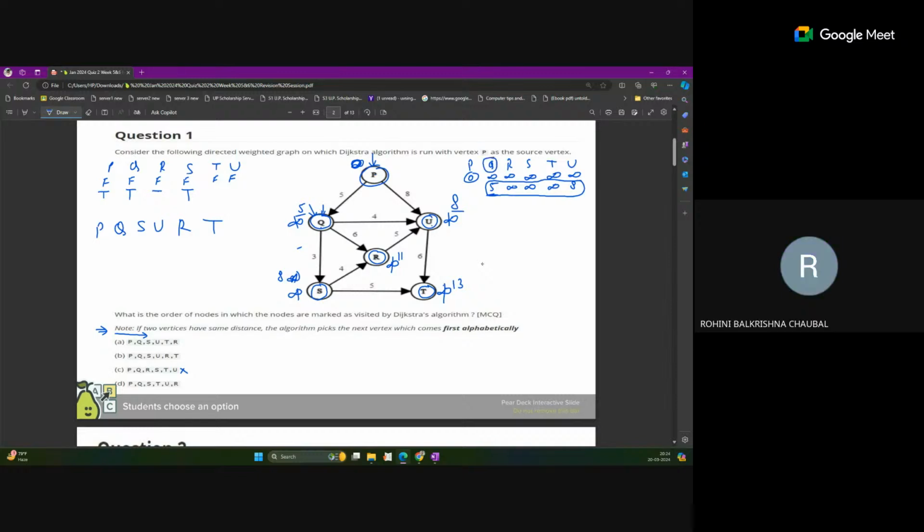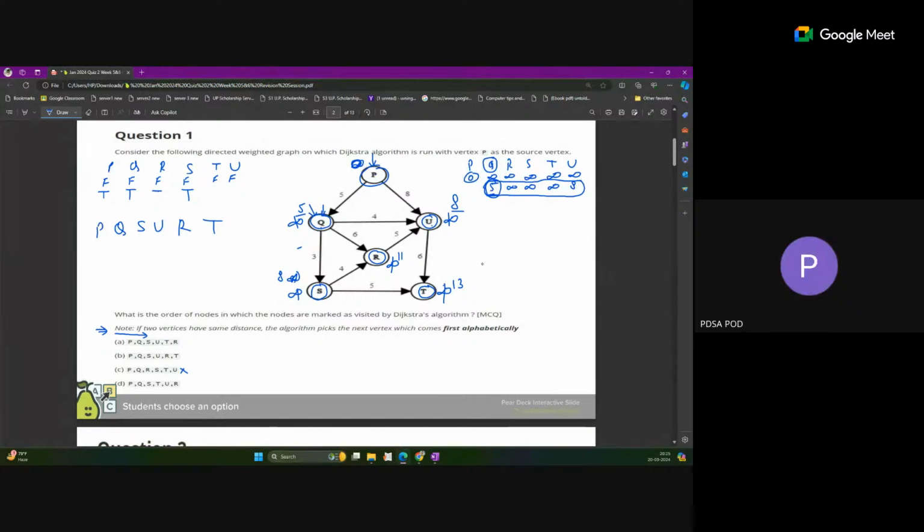Not from the edge. So we will always look at all the vertices which are not visited and check their weights, and then we will select the minimum one. Yes, so this is the first step. Then we will find out this is the 5. Q is the next smallest one. So we will select this Q, and from Q we update the weights of all the adjacent vertices of Q.